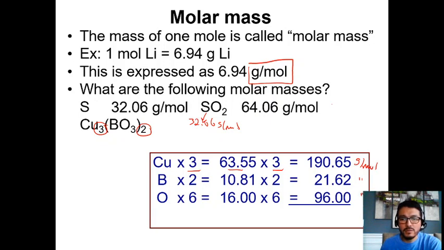Again, the same units. All we do is add these up, and we get a total molar mass of 308.27 grams per mole. And there you go. Let's erase this. That's our answer there. Okay, so that's how we can calculate molar mass.